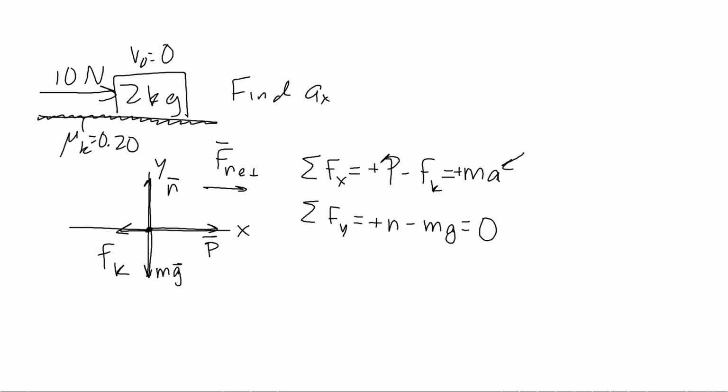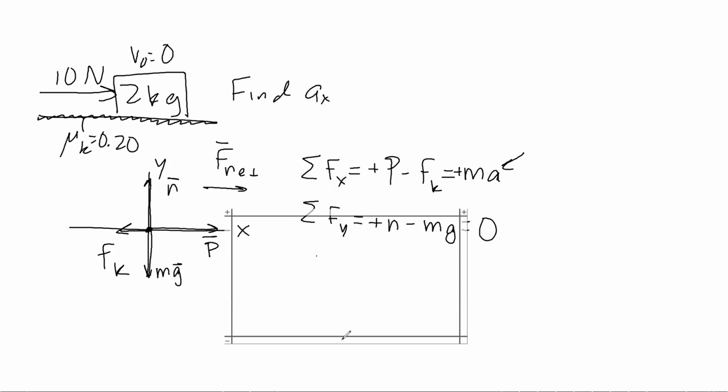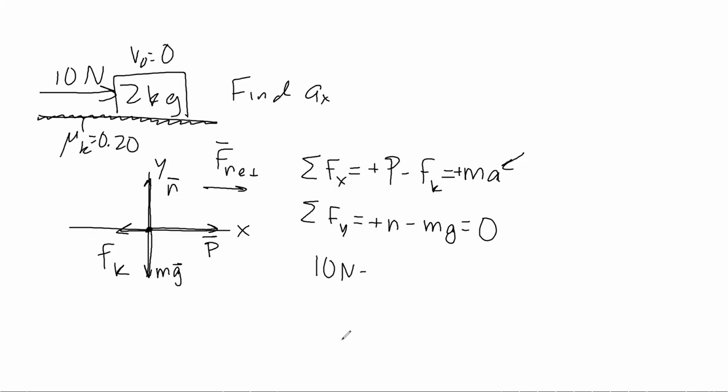So we would technically look at this first x equation and say, okay, it's 10 newtons minus the friction force equals plus 2 kilograms times A. So evidently we need the friction force. How do we find the friction force?